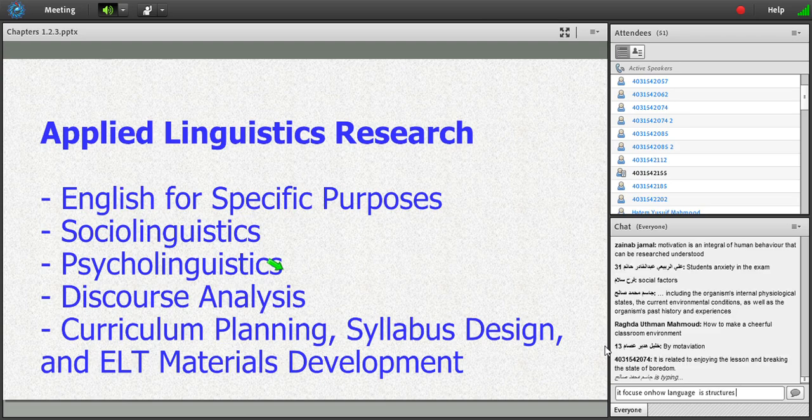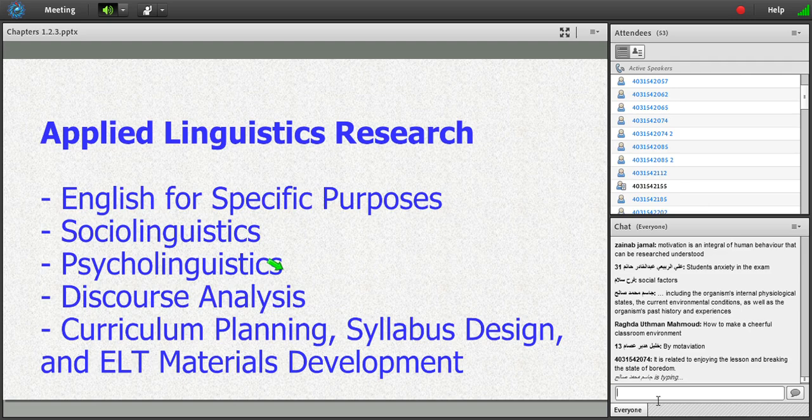It is related to enjoying the lesson and breaking the state of boredom. Exactly. Boredom is the opposite concept of enjoyment. For example, you may see what are the factors that may demotivate the students, that make the students bored in the class. What activities I should use as a teacher in order to cheer them up. Good. So everything that is related to the emotional, cognitive, affective side of the students is considered as psycholinguistics.